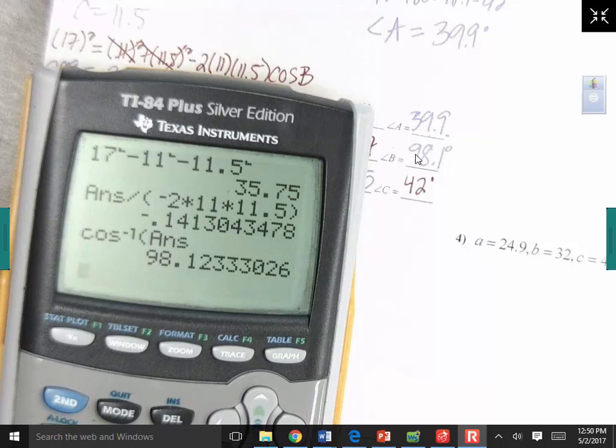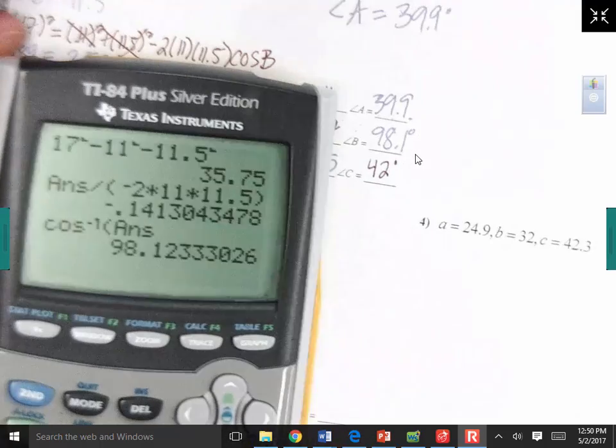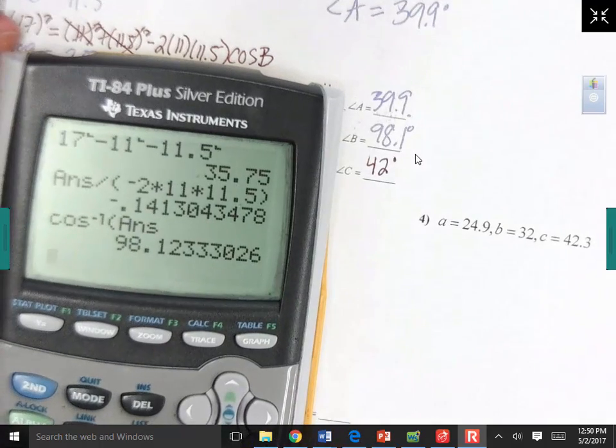Who else needs help putting this in their calculator? All right. Any questions? Can we move on to the next problem? Yes, ma'am. Are you good? Are you sure? Yes. Okay, so next problem.